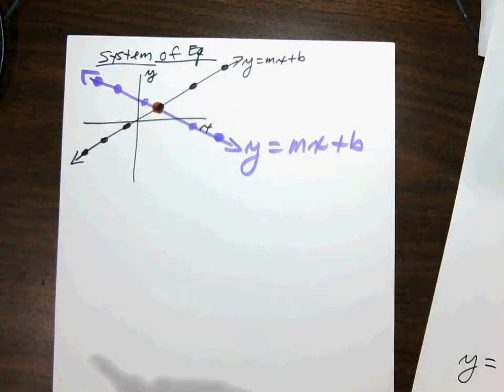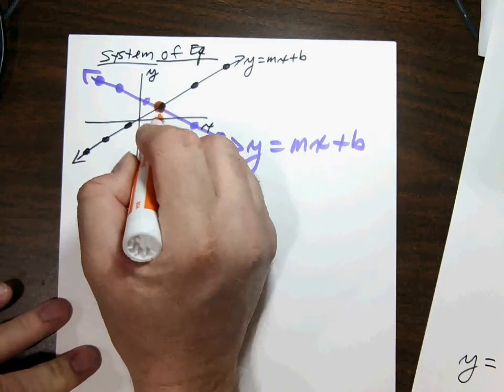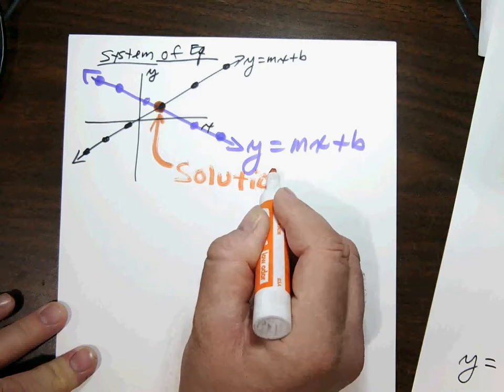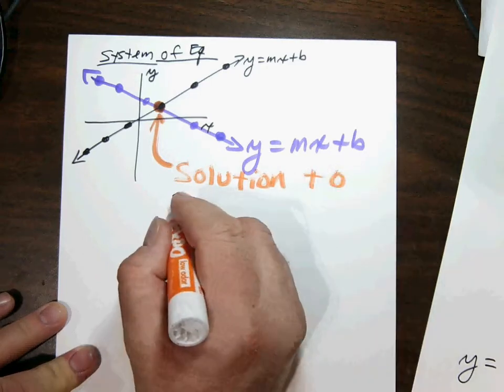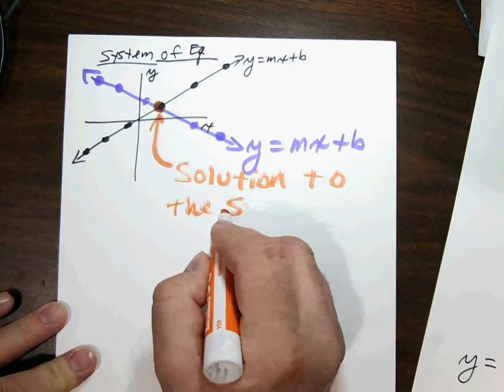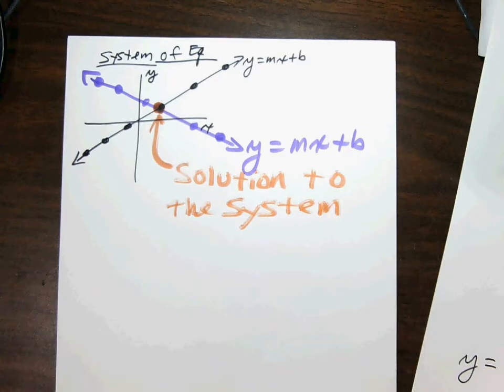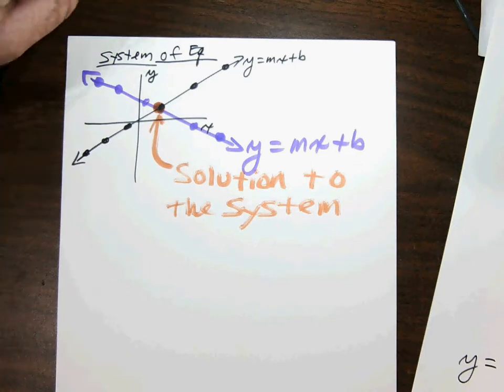Okay, that little spot right there is the solution to the system. The only solution to the system. It has one solution, right where those two lines cross. That's it. Each equation by itself has an infinite number of solutions, but there's only one solution to the system. And that's what we're trying to find.